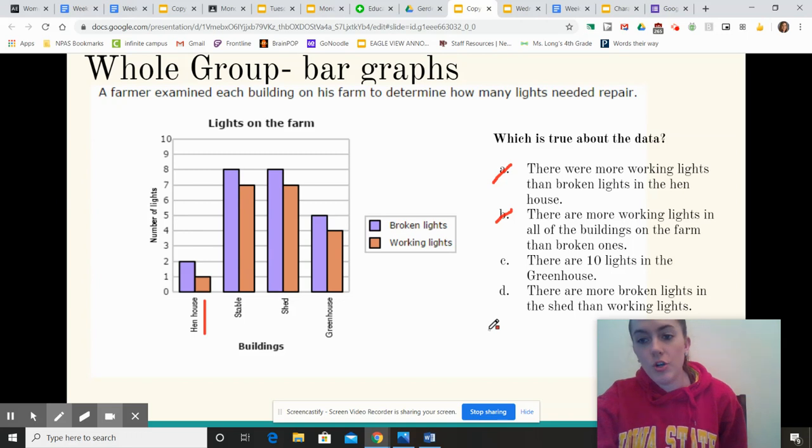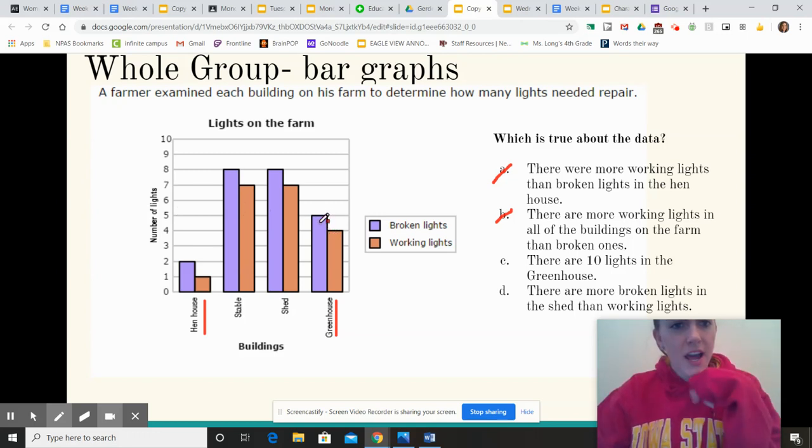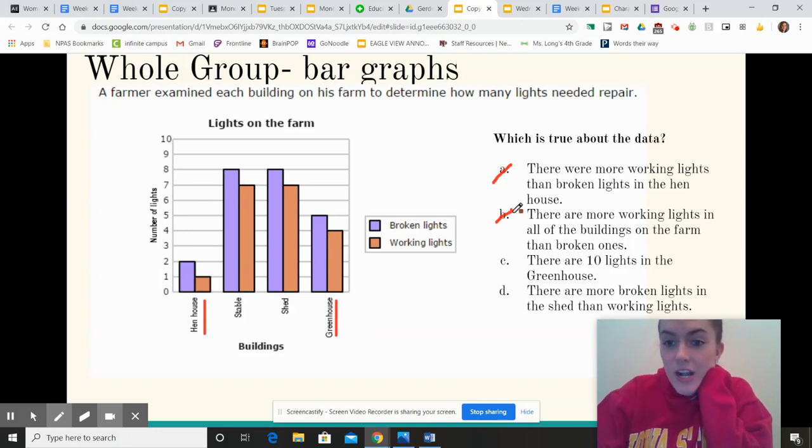There are 10 lights in the greenhouse. Now I'm going to look at the greenhouse. There are only 5 lights. There are 10 lights in the greenhouse. So there is 5 broken and 4 working. 5 plus 4 is 9. So that is incorrect. There's only 9. So let's hope that D is right. There are more broken lights in the shed than working lights. There are more broken lights than working lights. So that is correct. B is my correct answer.